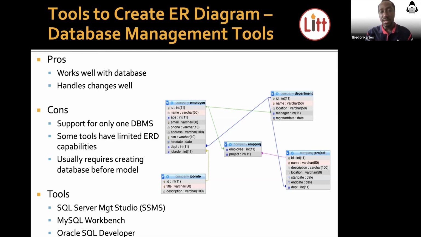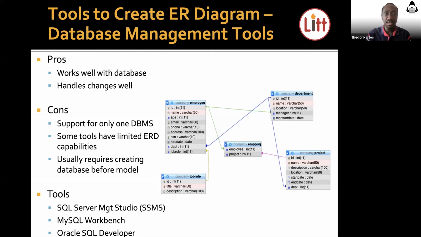We looked at paper and pen, the modeling and diagramming tools, then the database management tools. But before then, we looked at some techniques. We talked about the data dictionary. We talked about using UML class diagrams, then the entity relationship model.